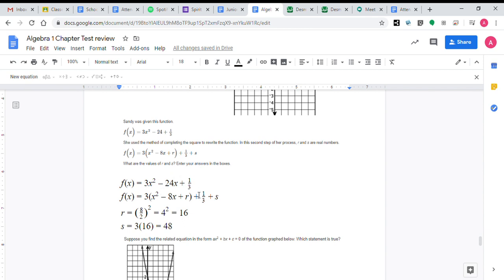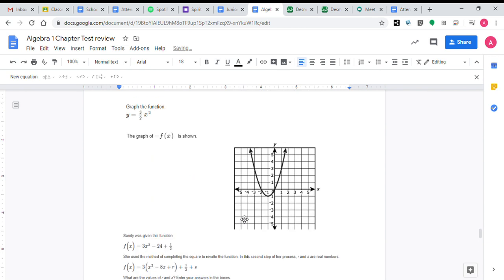Here is completing the square. If you look, what they did here is they left out an x first of all, but then they divided by 3. I divided this by 3 and this by 3 to get x squared and negative 8x. So to find out what r is, I take half of 8 and then square it. Half of 8 is 4. 4 squared is 16, so I get 16 for r. And then for s, I multiply r and 3 to find out what s is.